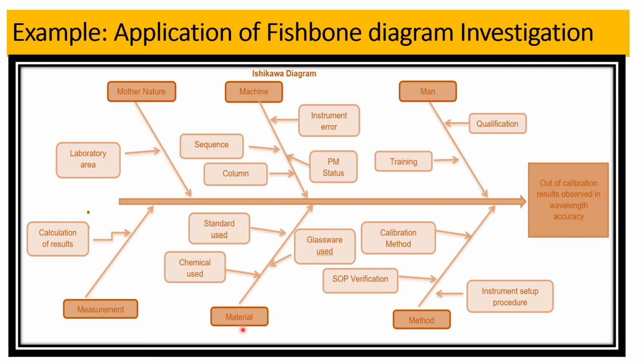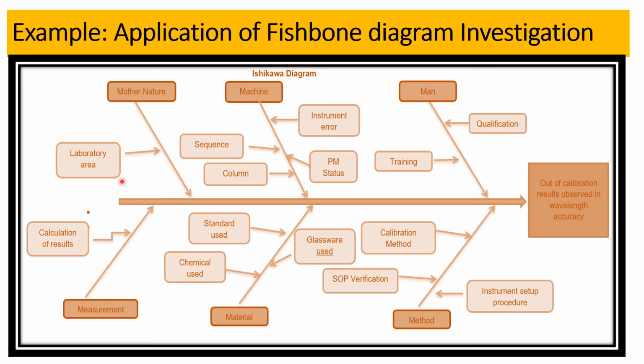Next is material. We'll discuss investigation details with respect to the material. First one, glassware use. Here you can check whether the glassware, that is all the pipettes or volumetric flasks, were used as per the respective procedure or not, right? Next is chemicals used. Here you can check whether all chemicals or solvents used in the preparation were correctly used as per the SOP and are within their validity or not, right? Next is standard use. Here you can check whether the standard used is correct as per the SOP or not, and whether it is within its validity or not, right? So in this way you can investigate.